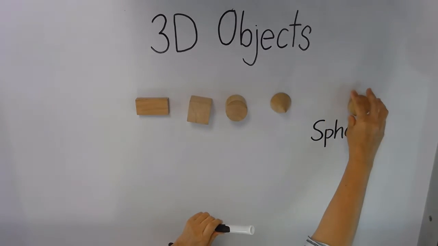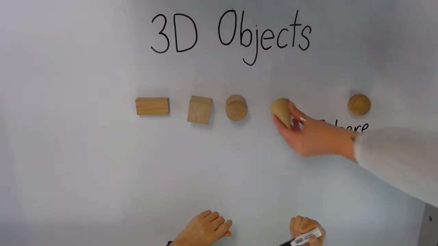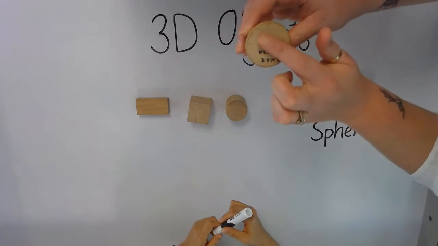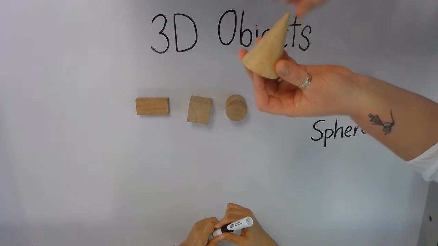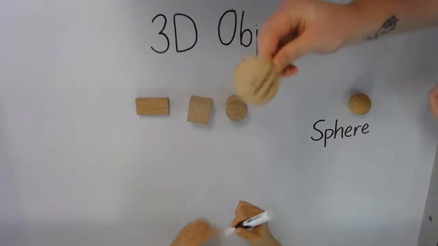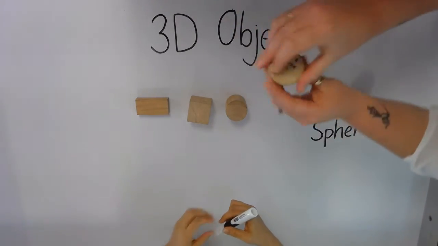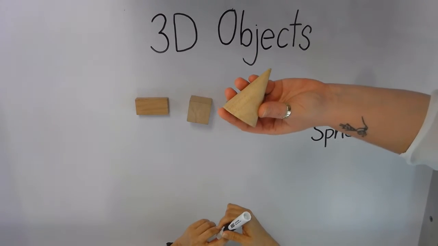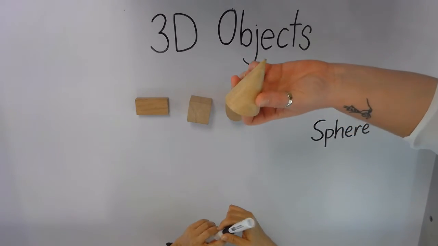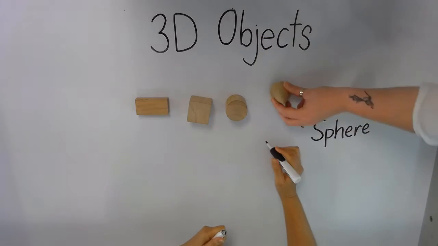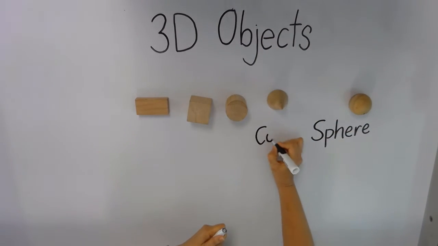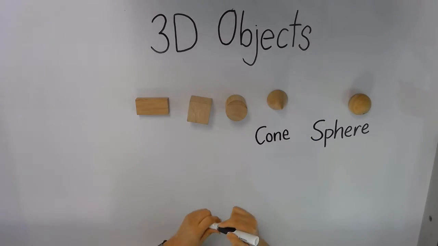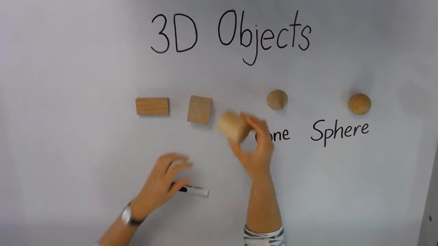The next one is my favorite, Miss Khan, and I'll pick it up and show the camera so at home you can see. It has a flat surface here and a curved surface to a point. If I hold it up this way, we can see that it looks like something you might put ice cream onto. It's a cone. This shape, boys and girls, is a cone. As Miss Khan is writing the word cone, you could write along as well. Okay, so the next one.